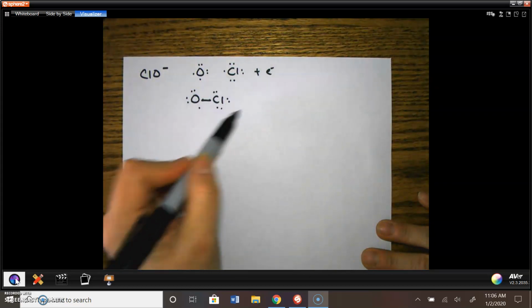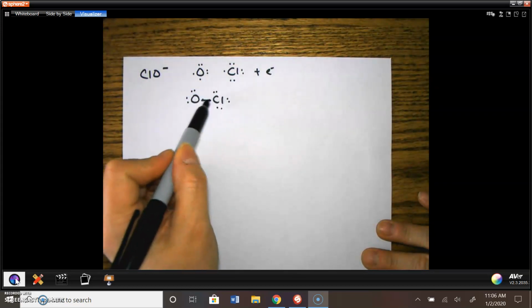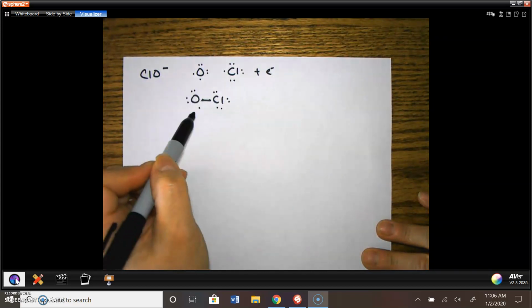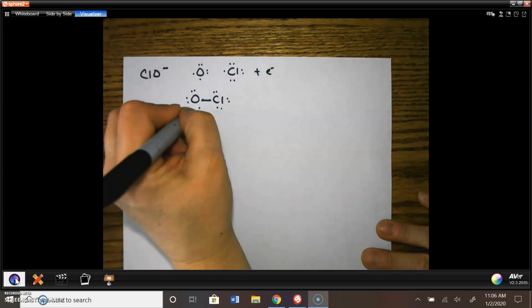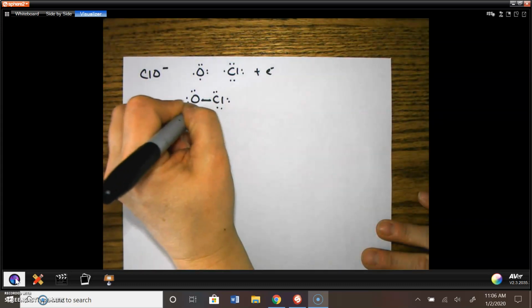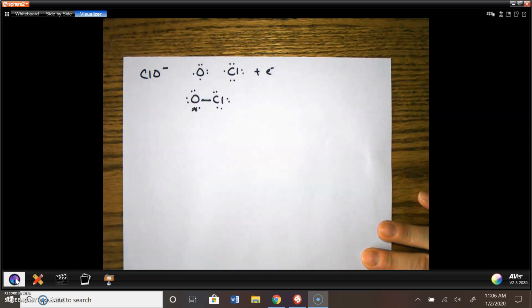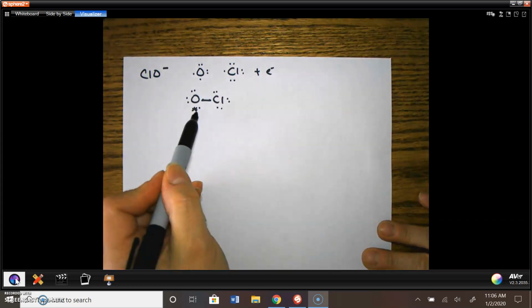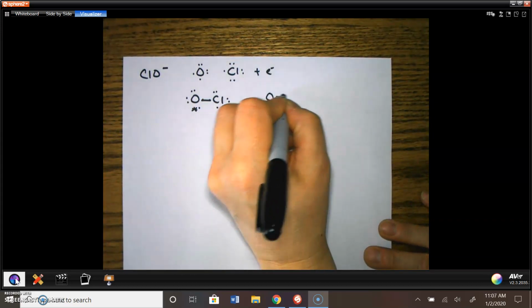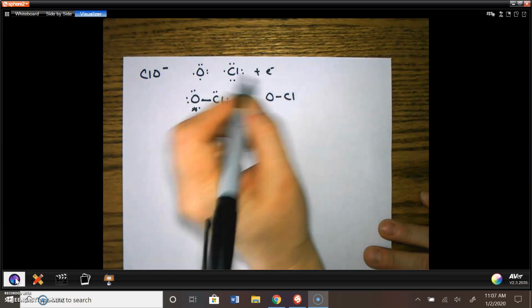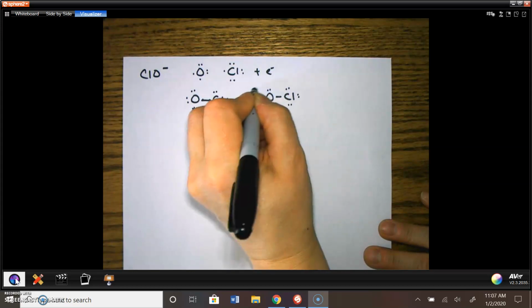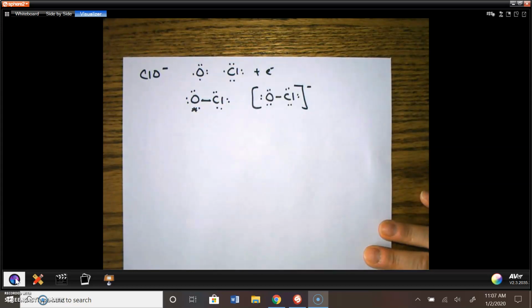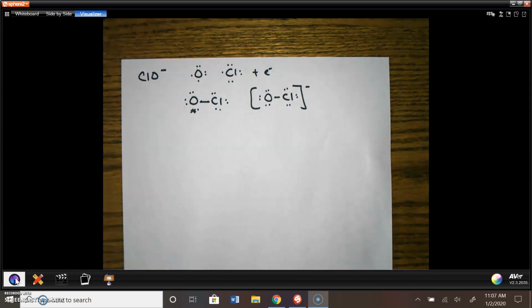But now chlorine is satisfied, 2, 4, 6, 8, but oxygen is not. But don't forget I have this extra electron to work with. So where's that extra electron going to go? It's going to go right there. Do I need to mark it different? No, but I just wanted to do it for you guys. So the Lewis structure for ClO minus looks something like that. And remember, it's an ion, so we're still going to put it in brackets and give it a negative charge.